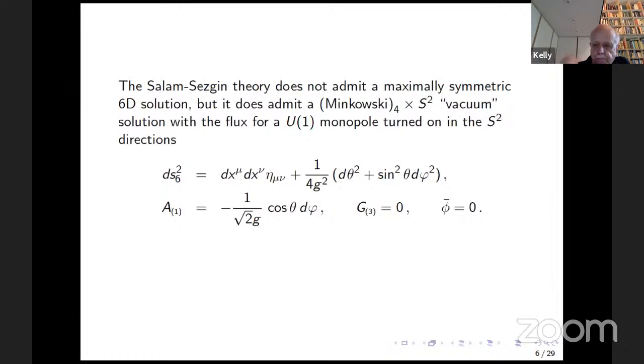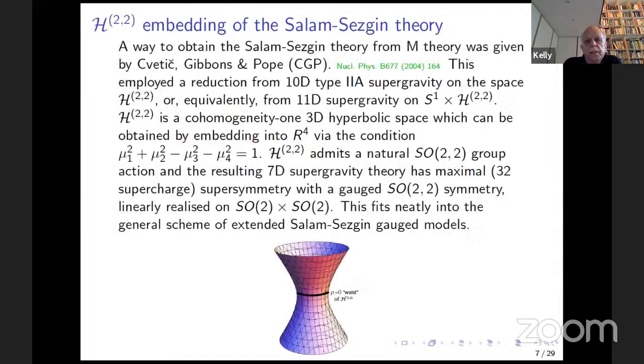Now this can be lifted back up to string theory, type IIA string theory, or M theory in 11 dimensions, as found by Cvetic, Gibbons, and Pope.